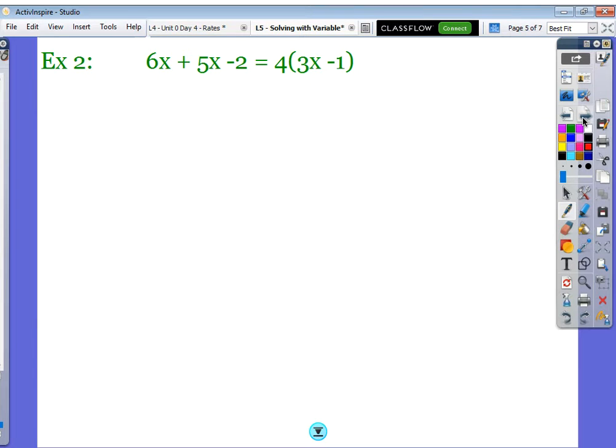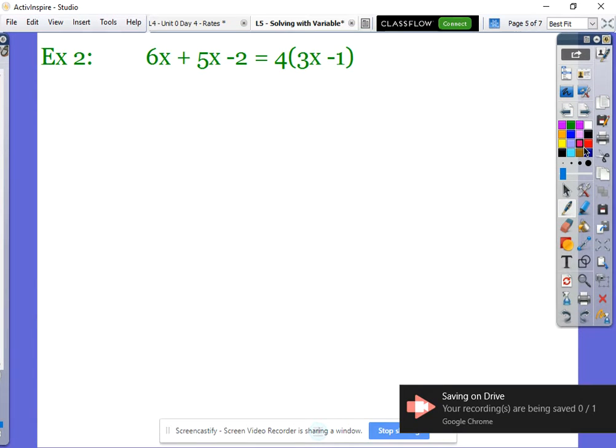All right, so here we have another example. Take a second with your neighbor, try to get this one done. See if you can simplify and solve it without my help for now. So try that out. Press pause and give this a go.